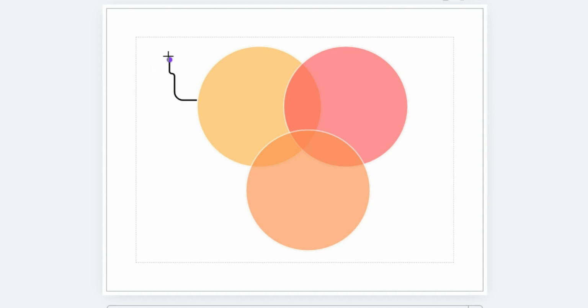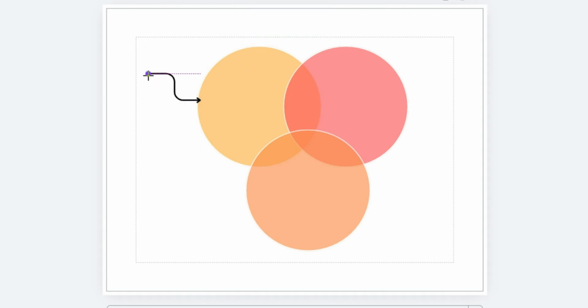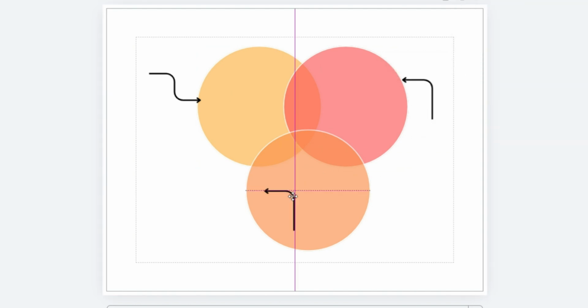I'll set the background back to white and then carefully arrange the three circles into a triangular formation. I'll move them until the overlaps are even and the center section is perfectly aligned. Back in the Elements tab, I'll grab a simple line. I'll change the line type to an elbow connector to give it a nice curve.